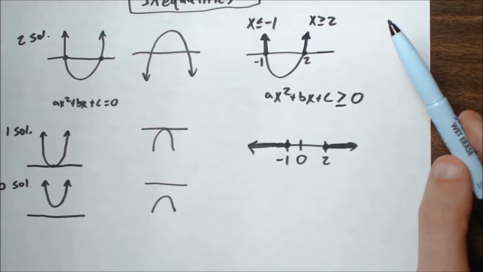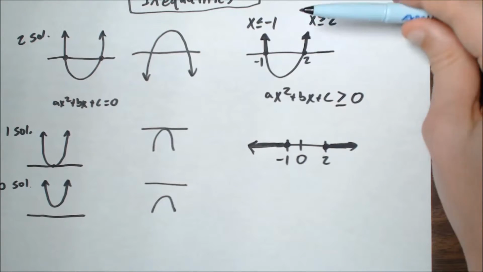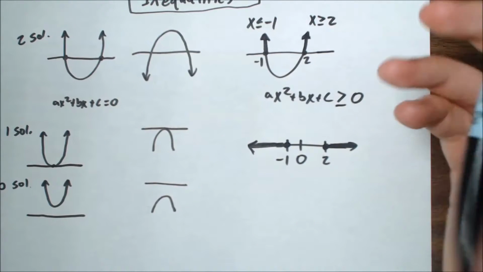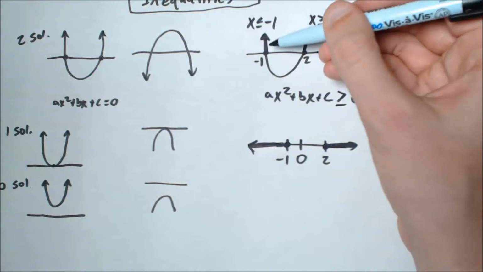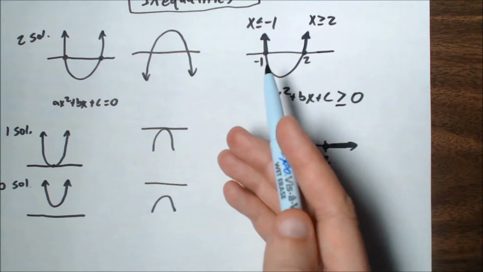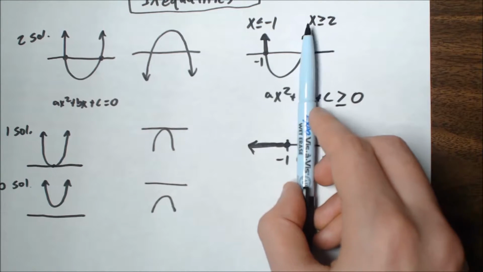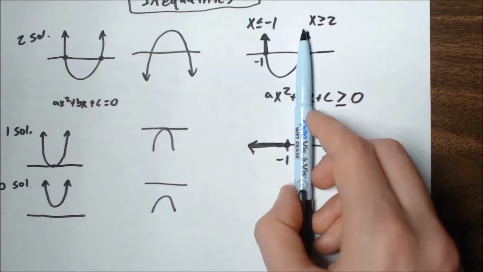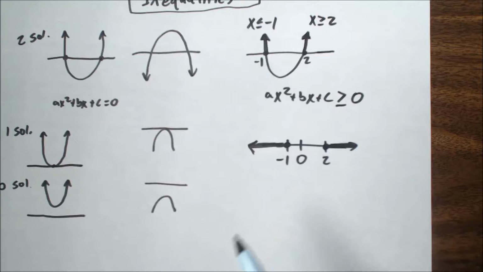For example, like I said here, where is the graph greater than 0? Where is y greater than 0? Well, that happens in two places. It happens anywhere over here, all the way out to the right forever, and over here to the left, all the way out to the left forever. But if I say, where is x equal to 2? That's right here. There's only one place in the graph where x is equal to 2.